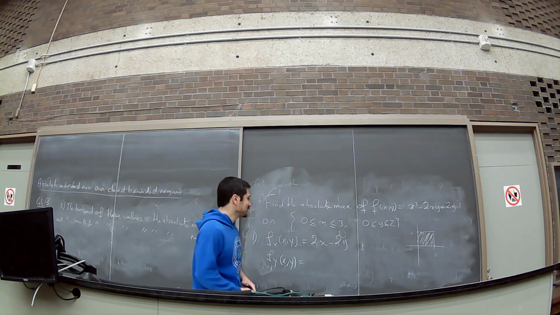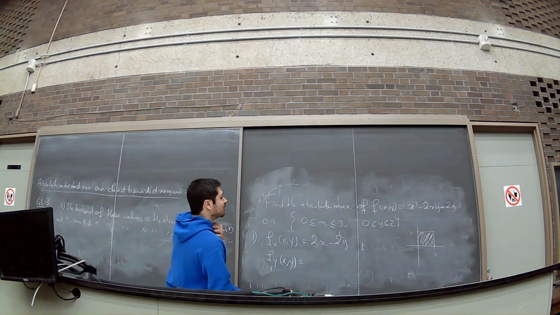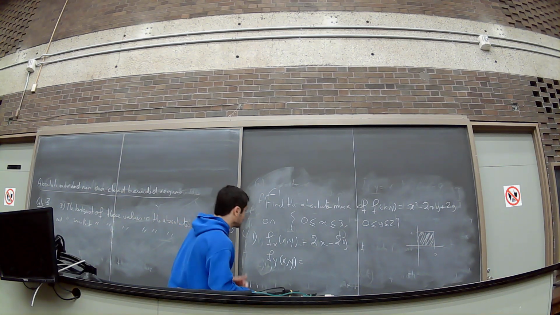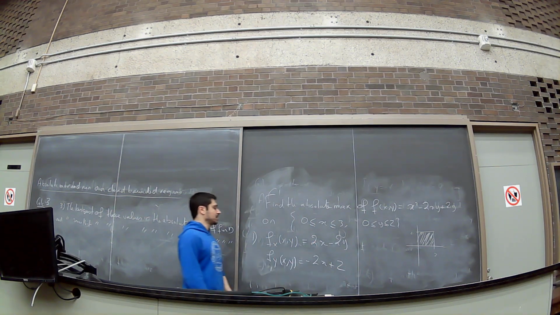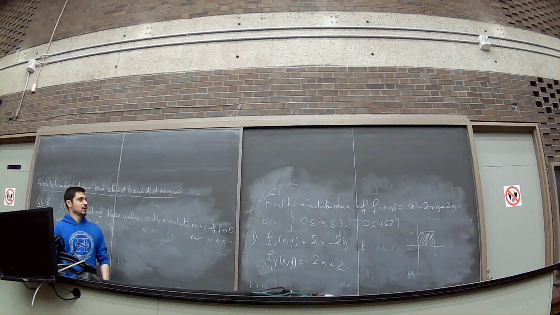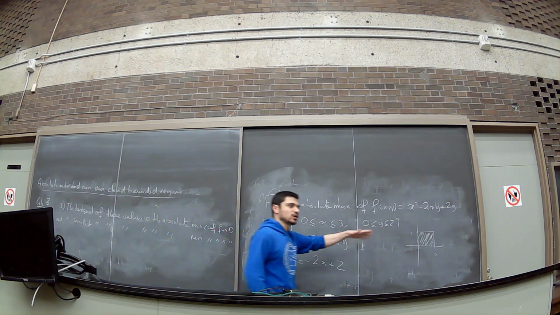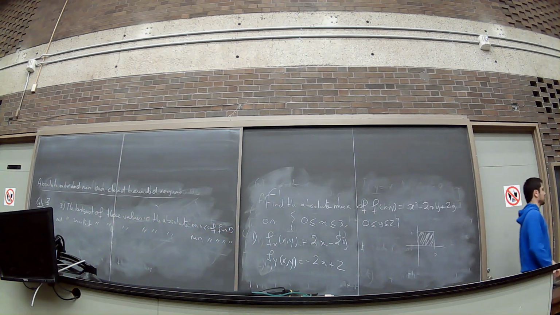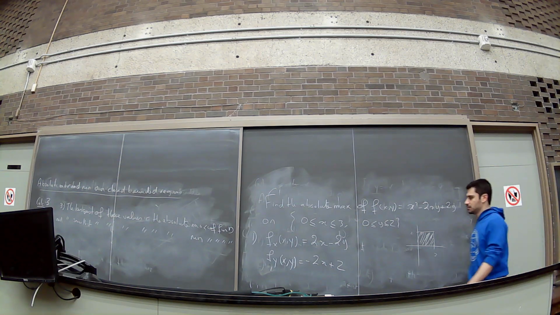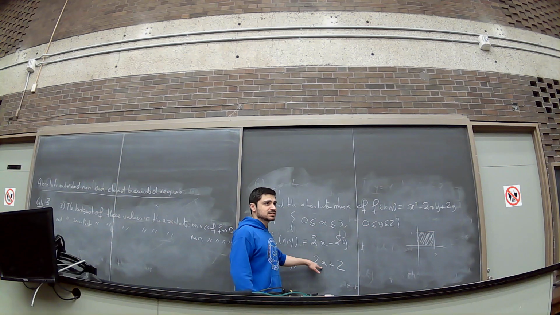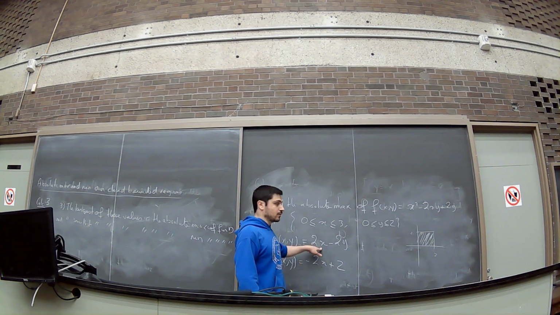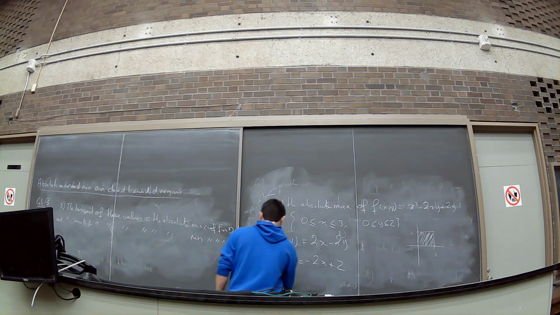Anyway, so Fx is 2x minus 2y, and Fy, what is Fy? Fy is minus 2x plus 2, right? So what is my critical number? F is differentiable everywhere on the inside, so I don't have to worry about points where F is not differentiable, except the boundary, but let's not worry too much about that. So what is the value of x? 1, and what is the value of y? 1, right? Critical point.